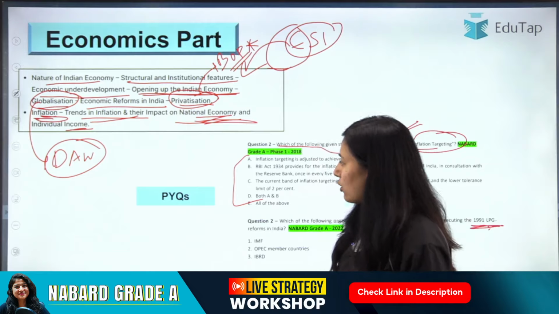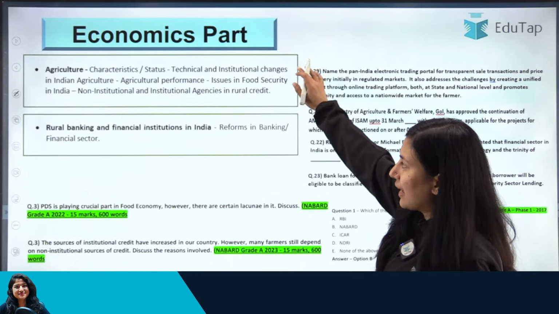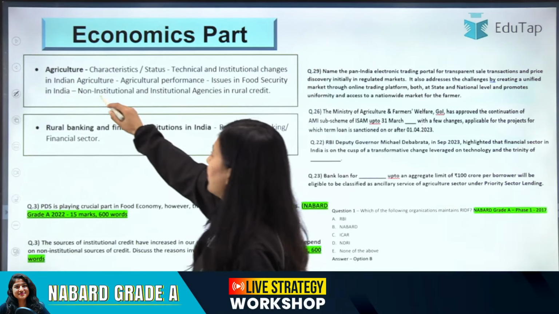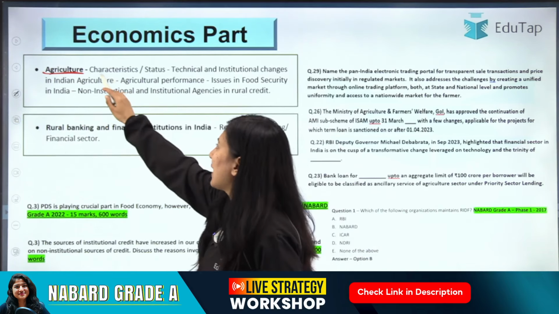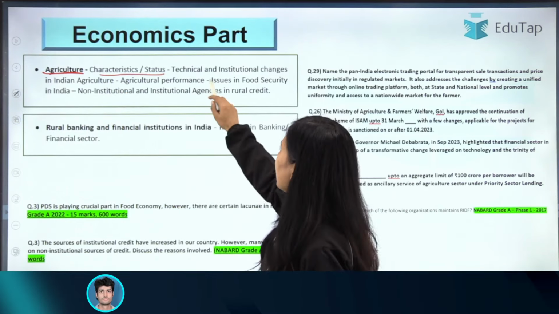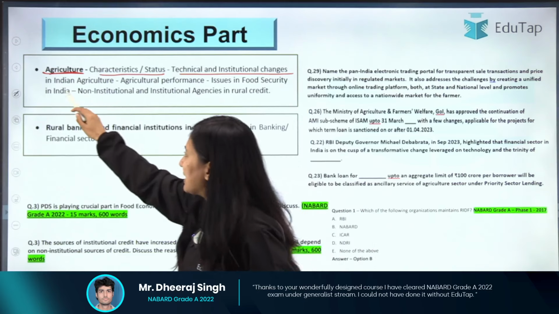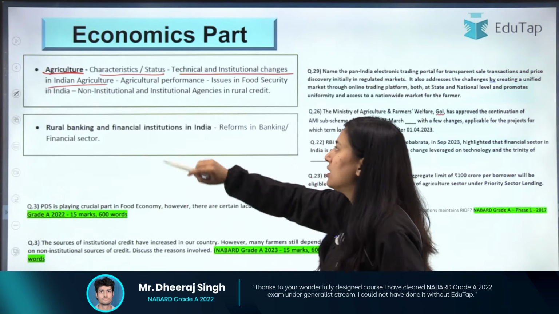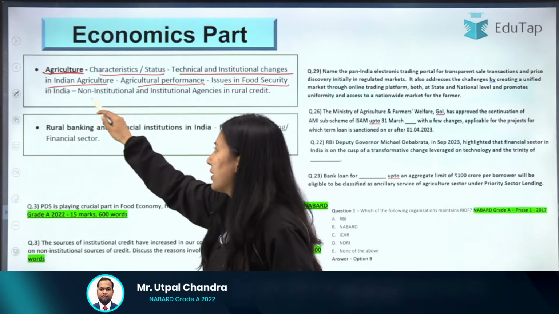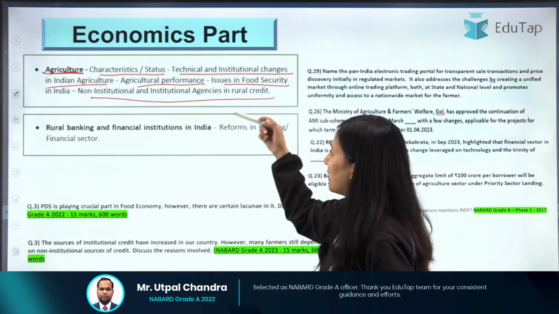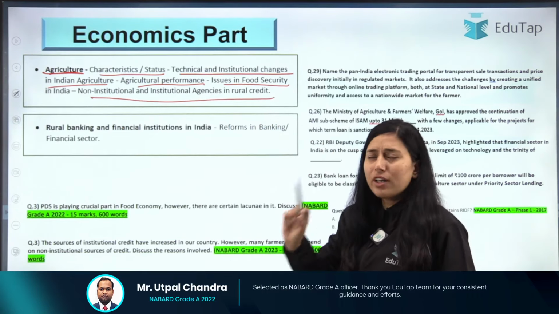Next, if I talk about economics part again, so again in economics we have Indian agriculture. So basically you have to learn about the characteristic and status of agriculture, then technical and institutional changes in Indian agriculture that you have to learn, then agriculture performances, issues of food security in India, very important, non-institutional and institutional agency in rural credit, बहुत important है students.